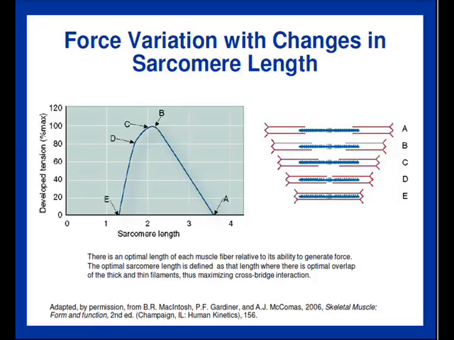You think, well, there seems to be optimum overlap between D and E here. Well, it looks like there is. In fact, you can only contract so far, right? You can't contract any more. So B and C is really the optimum amount of overlap to generate that contraction. So there's an optimal length for each muscle fiber relative to its ability to generate force. The optimal sarcomere length is defined as that length where there is optimal overlap of the thick and thin filaments. Okay? And that maximizes the cross-bridge interaction.